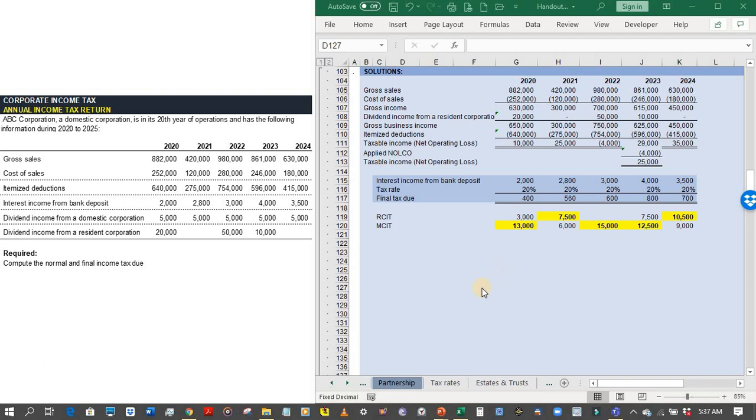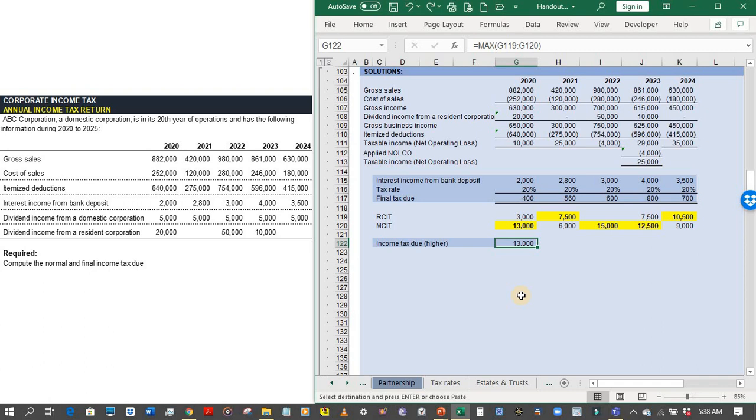So now let us compute for the income tax still due and payable. Let us start with 2020. For 2020, our income tax due, which is the higher amount between MCIT and RCIT, is 13,000 pesos. This is MCIT. So the 13,000 pesos shall be payable if there will be no tax credits like CWTs or quarterly income tax payment.